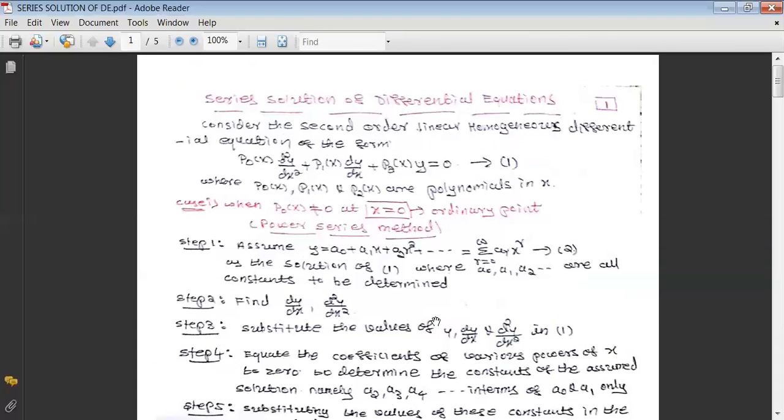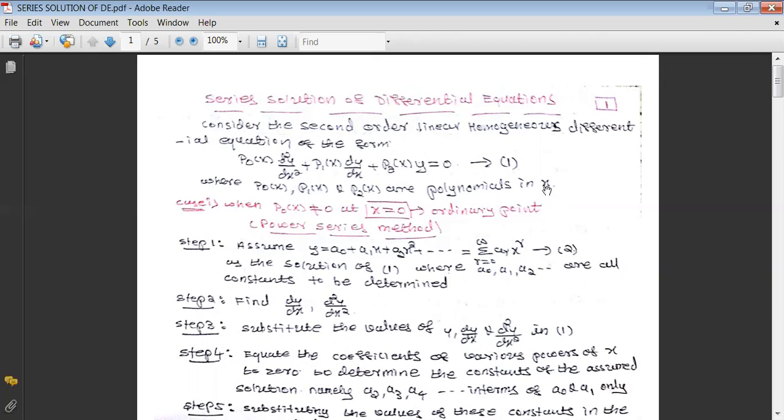In order to explain these methods, now let us consider one second order linear homogeneous differential equation as follows. Homogeneous means when the RHS is 0. Consider the homogeneous equation as P0(x) d²y/dx² + P1(x) dy/dx + P2(x) y = 0, where P0(x), P1(x), P2(x) are some polynomials in x.